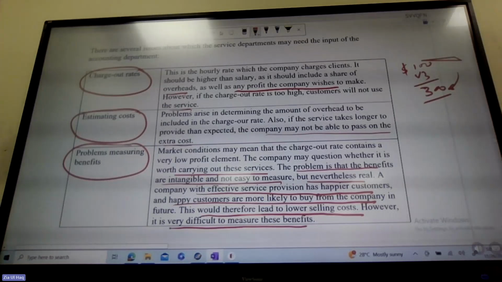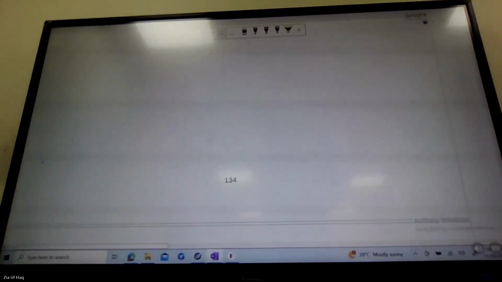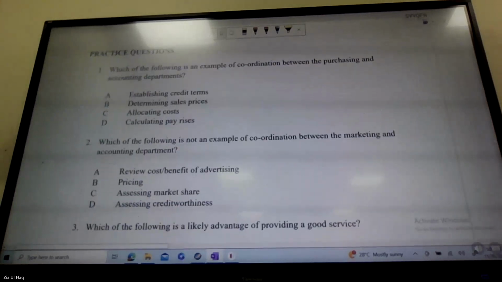So these are the three areas where the accounting department and service providing department have to communicate with each other: the price charged for services to the customer, calculating the estimated cost of the services, and measuring the benefit provided to the customer and to the organization. This chapter has completed.